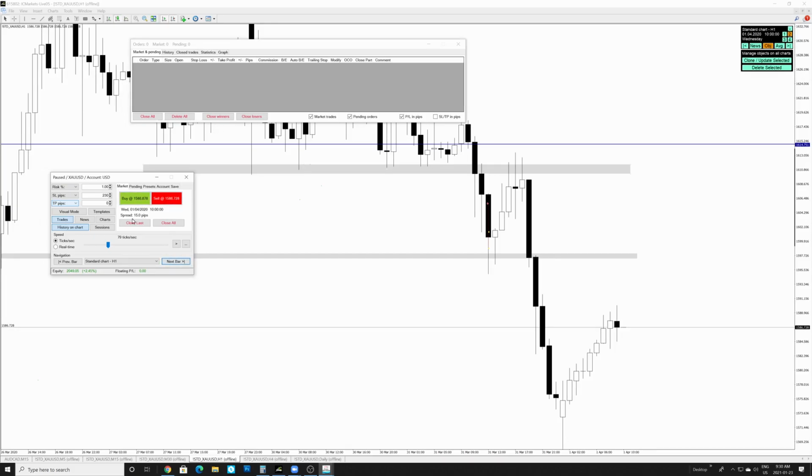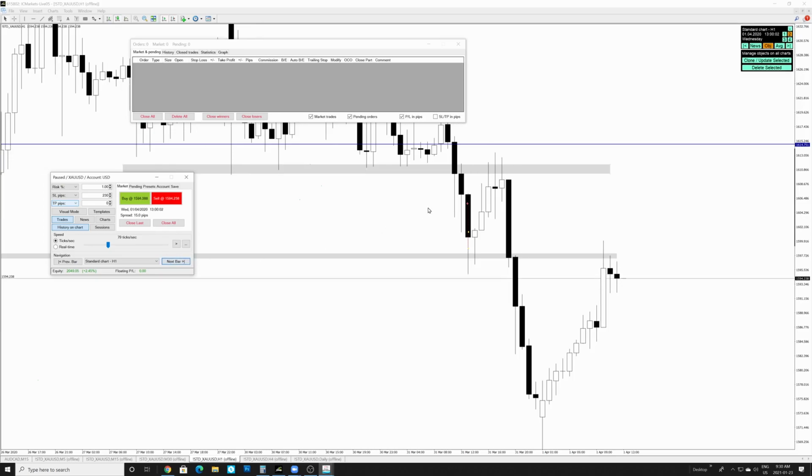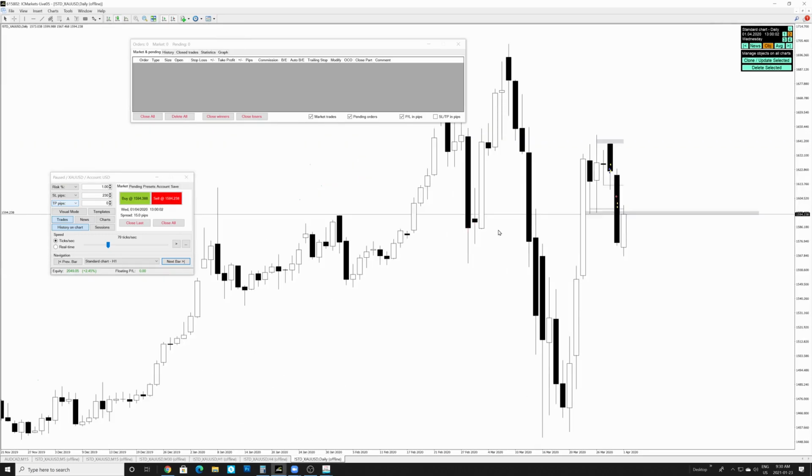So this is our London session right over here, 3 a.m. Eastern, 4, 5, 6. So this is our 6 a.m. Eastern, and this is where we're going to try to see what price can do and where price can go. All right, let's take a look on the daily time frame.